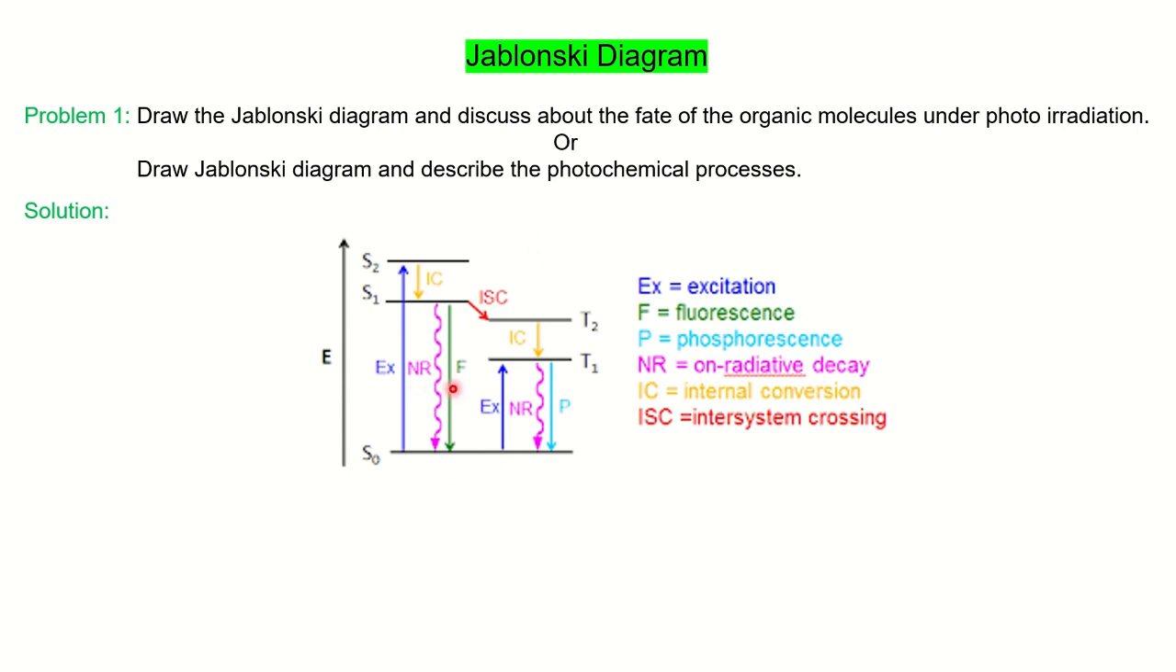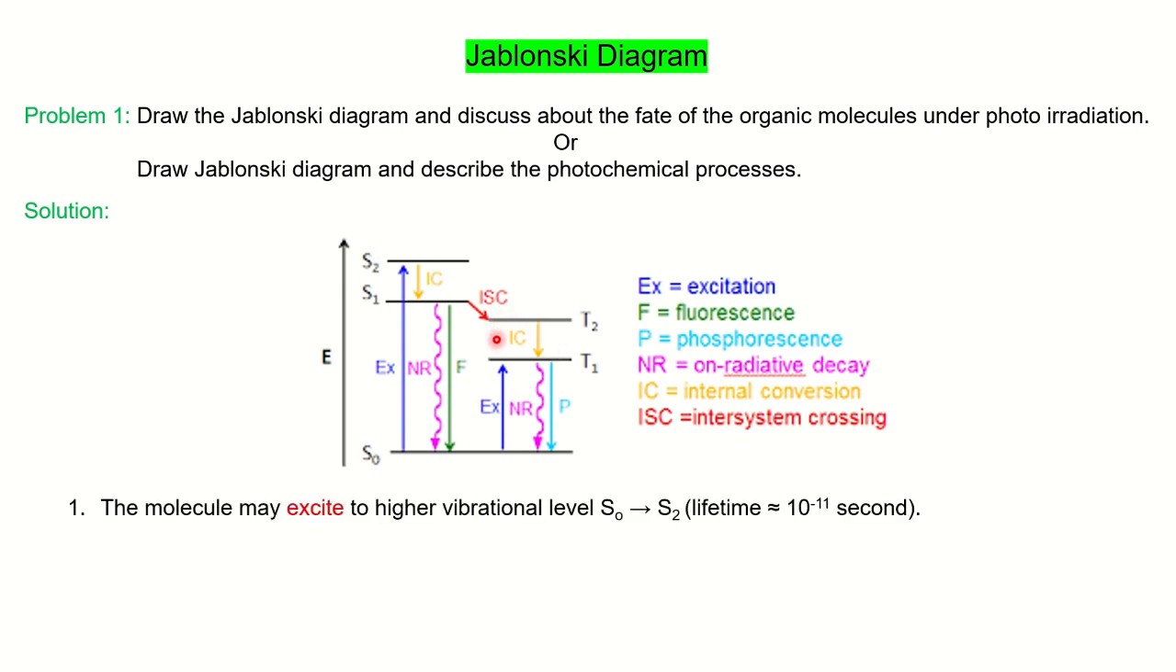Here you can notice one is curvy lines, the other is straight lines. So these curvy lines are the non-radiative processes. I see the orange lines are also non-radiative processes. You can notice that, and the others are radiative processes. ISC is also a non-radiative process. So we will see what happens when a molecule is irradiated by electromagnetic radiation.